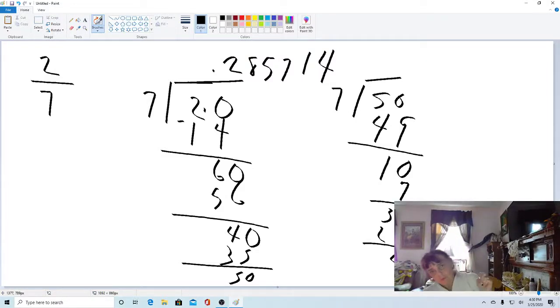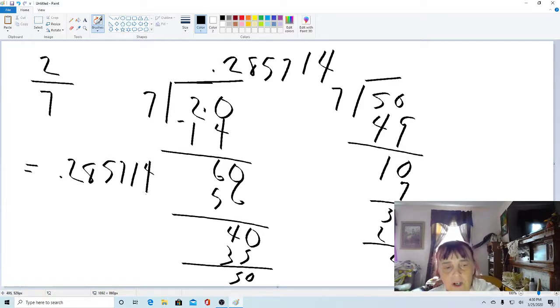So if you get what you started with, then this is a repeating decimal that goes on and on and on. Meaning you have 0.28574 that just repeats. So you put a bar above that.